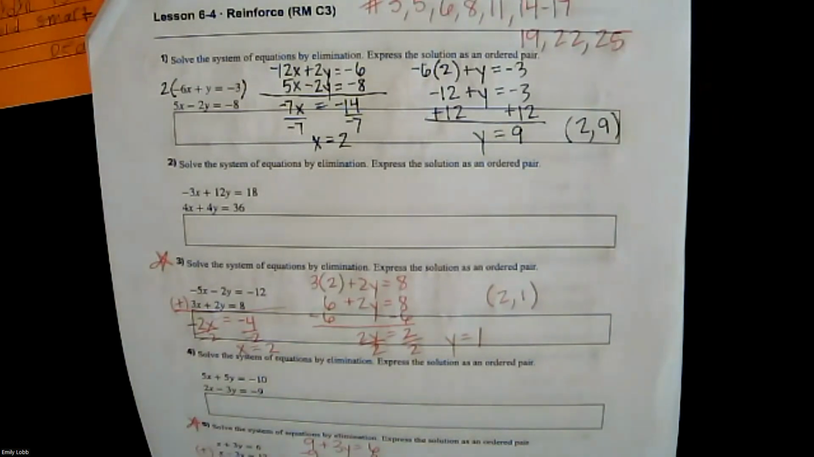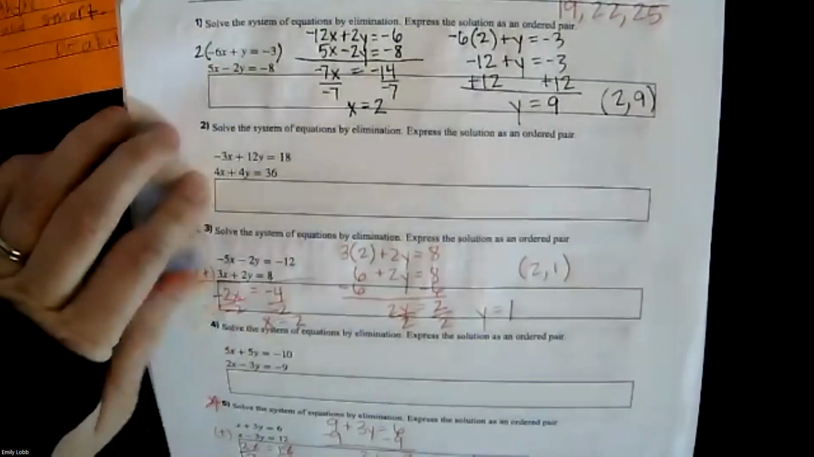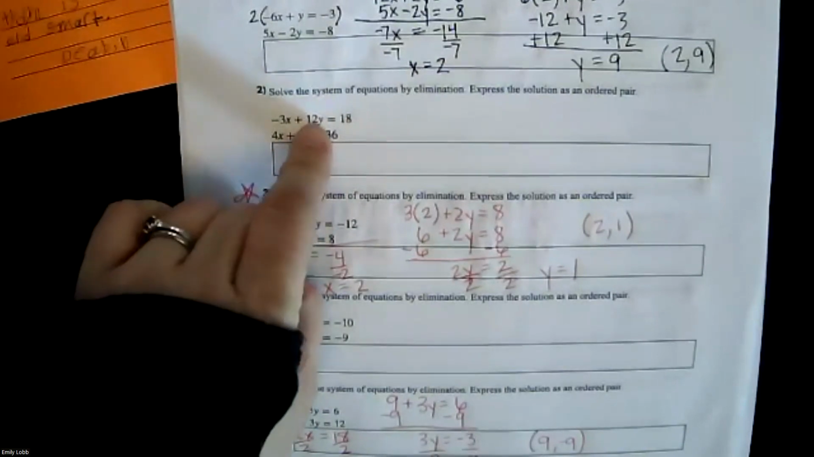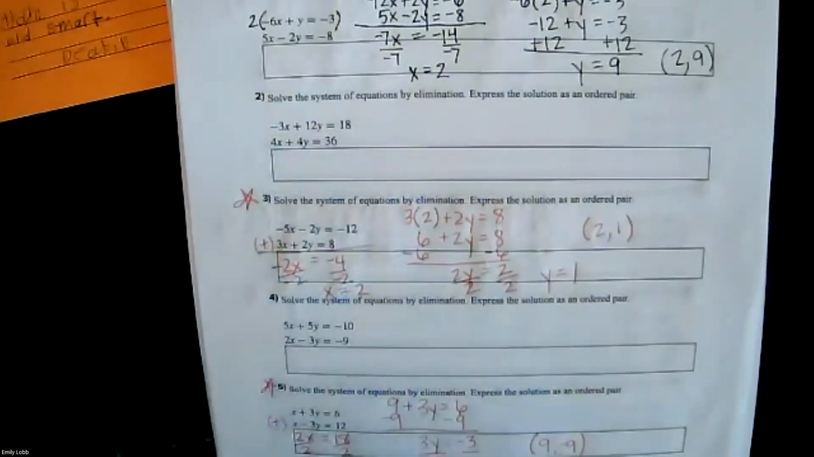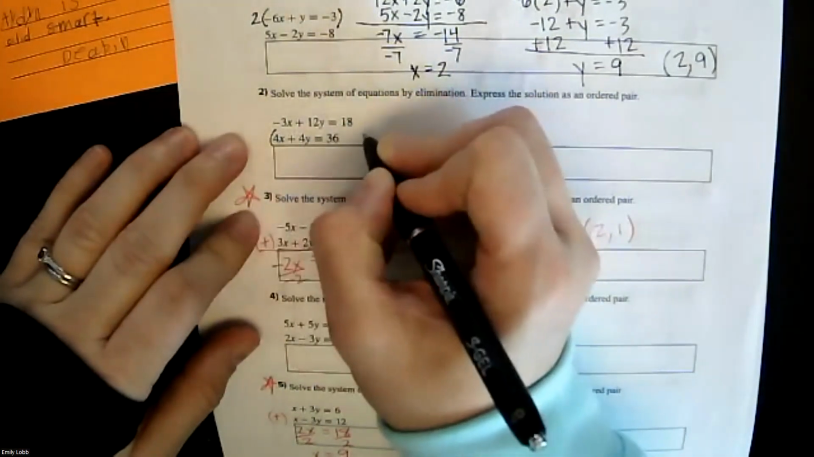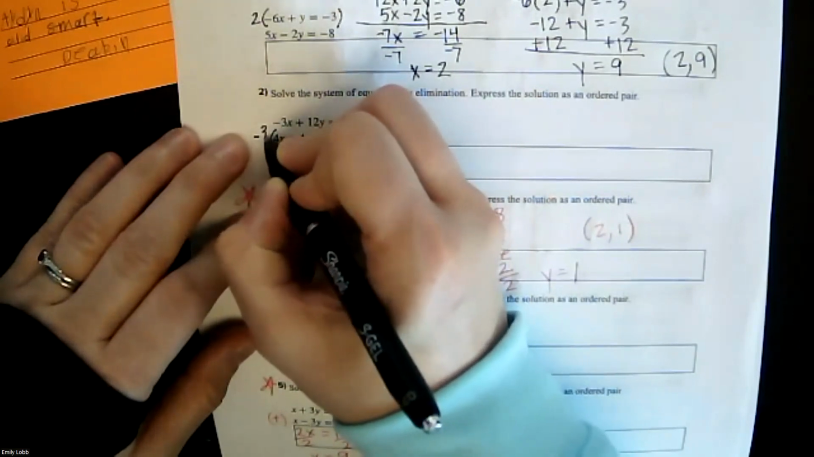When I look at number 2, I would have to multiply both to get my x's to match up. But if I'm looking at trying to turn this y into a negative 12, I could multiply it by something, right? To get negative 12. 4 times what makes negative 12? I want it to be a negative 12, so I'm going to multiply it by a negative 3 here.